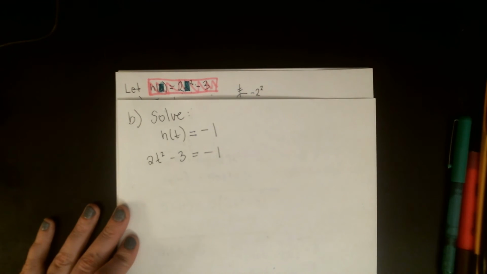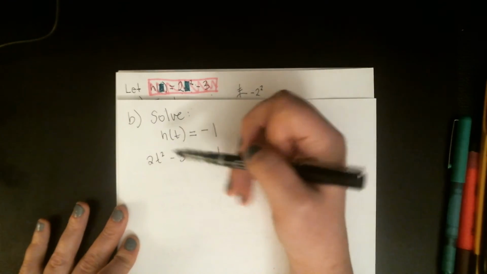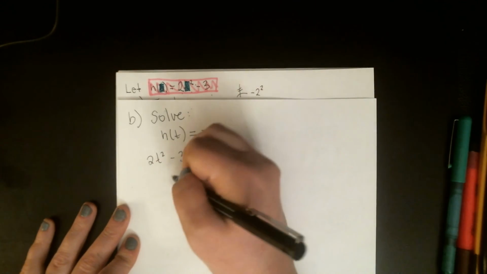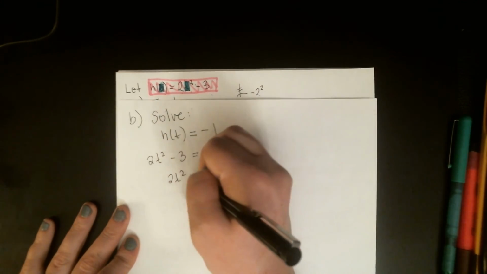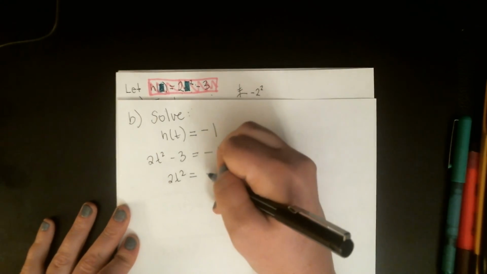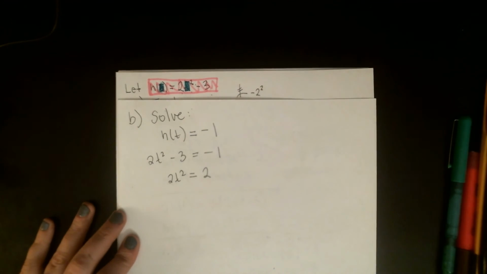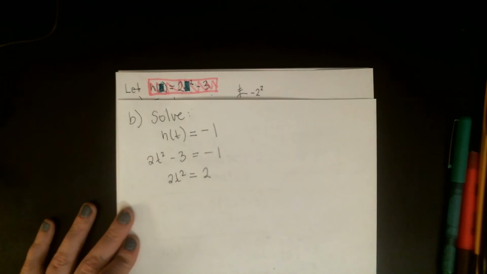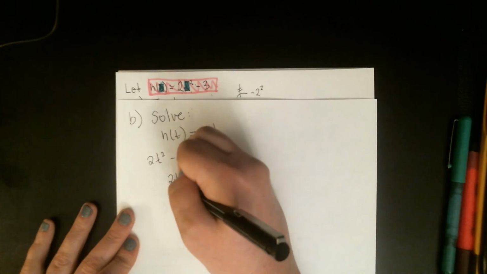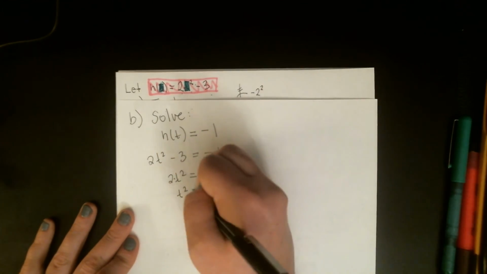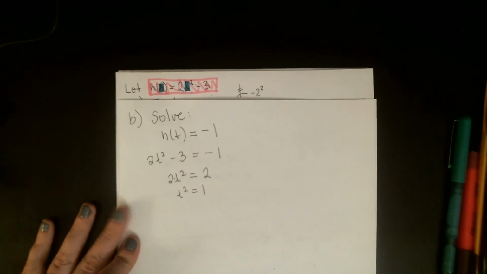This actually looks really nicely set up to use square roots. I have a single t, so I'm just going to reverse order of operations to solve. The last thing happening here is minus 3. So I'll add 3 to both sides, which is going to give me 2t squared equals 2. The second to the last thing happening is multiplication by 2, so I'm going to divide both sides by 2. 2 divided by 2 is 1. The last thing happening to t, I guess the first thing happening to t, is that it's being squared.